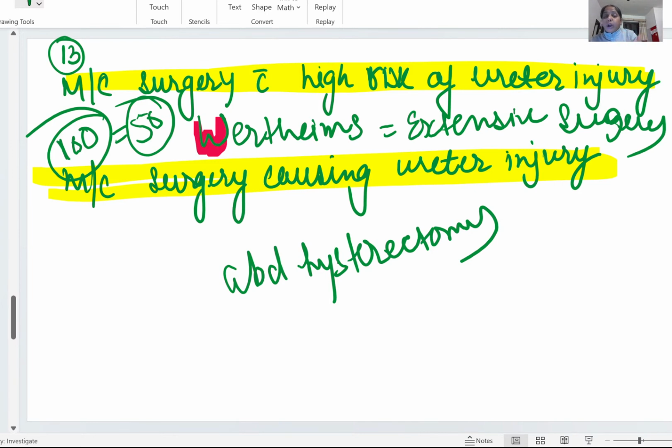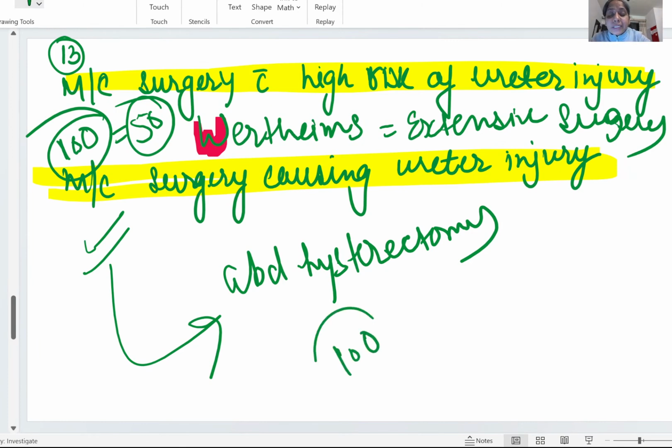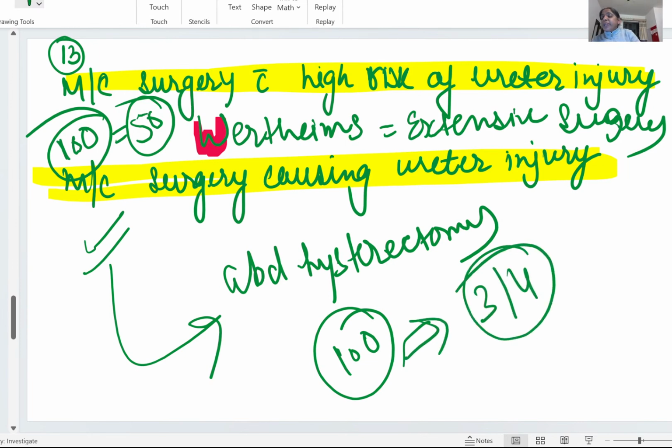What are frequent? Abdominal hysterectomies are frequent. Abdominal hysterectomy is a very routine surgery in gynae centers. So, most common surgery where ureter injury actually occurs is abdominal hysterectomy. But if we do 100 abdominal hysterectomies, then only in 3 or 4 the ureter will get injured. So you should know that most commonly the ureter is injured in abdominal hysterectomy, because it is done quite frequently.